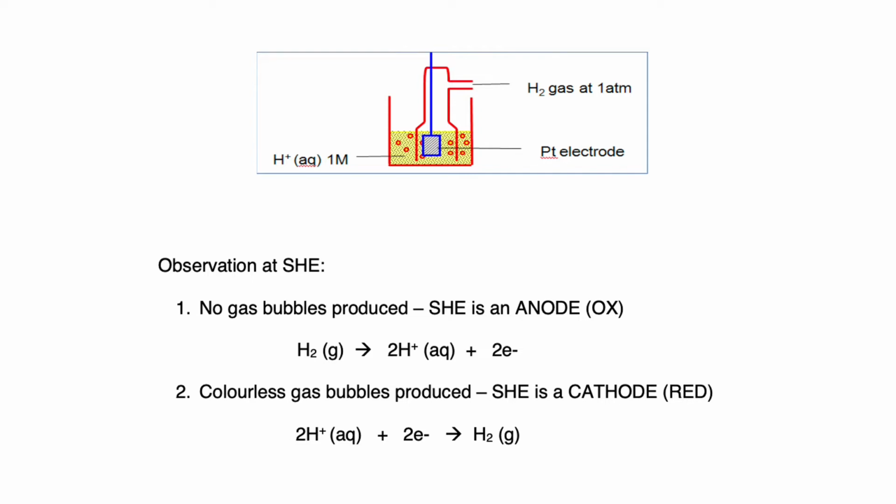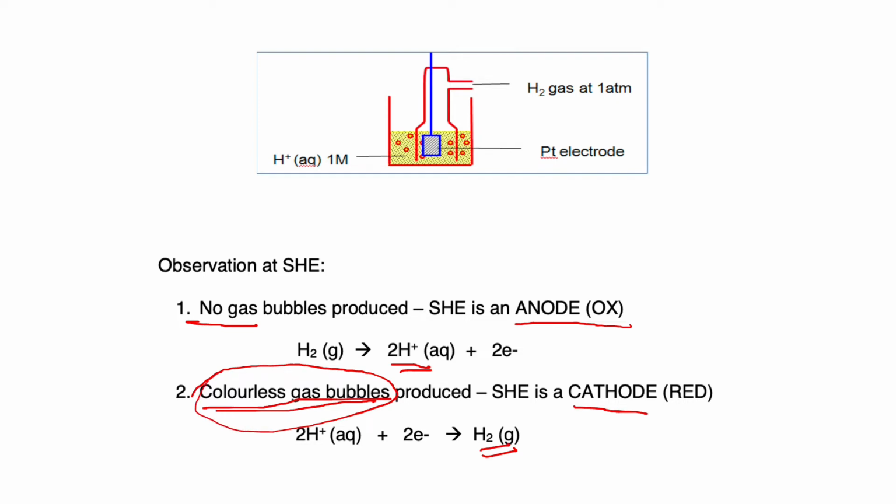Now, if you see there is no gas bubble produced, that means SHE acts as an anode and it undergoes oxidation to produce hydrogen ion. But if you see a colorless gas bubble produced, that means SHE acts as the cathode. It will produce hydrogen gas, and that is why you can see the production of the gas bubble.